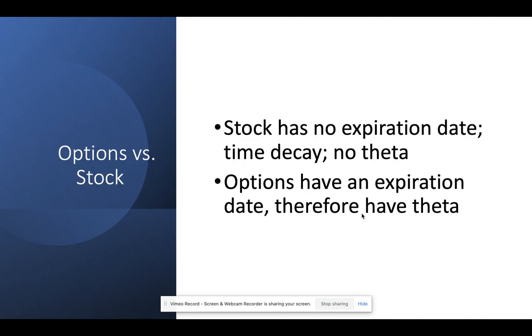And I just touched on this a little bit. Stock has no expiration date, no time decay, therefore no theta, okay? But options, on the other hand, do have an expiration date, therefore there is going to be a time decay. And that's because as options approach their expiration date, they're either in the money or out of the money. If an options contract is out of the money at expiration, it is worth nothing. If it's in the money, it is worth something, okay? So that's something to keep in mind.